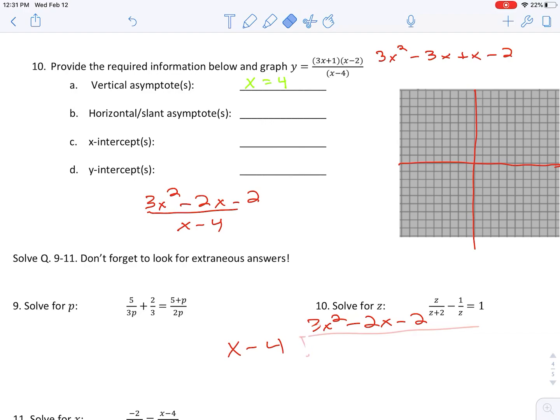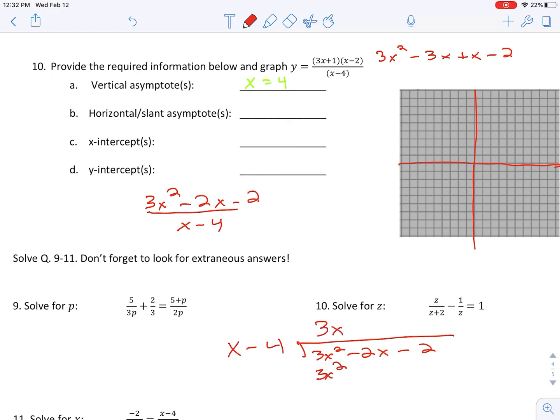Oh, wait, I wrote that in the wrong spot there. So I'm dividing that into 3x squared minus 2x minus 2. I'm pretty confident with our division skills, so I'm just going to cruise through here and do this. 10. And I'm going to divide, and I'm going to get what? I'm going to have plus 10.